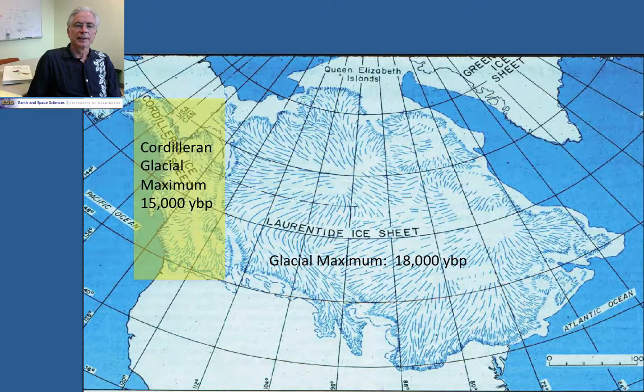On the far west, there was the Cordilleran glacial ice cap, and it was not quite in phase with the Laurentide ice sheet. It reached its maximum 15,000 years ago. So in fact, the Laurentide ice sheet was already retreating when the Cordilleran ice sheet was expanding, and it expanded south down the Puget Sound to south of Olympia.